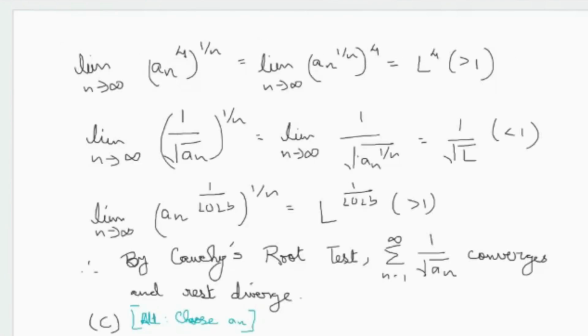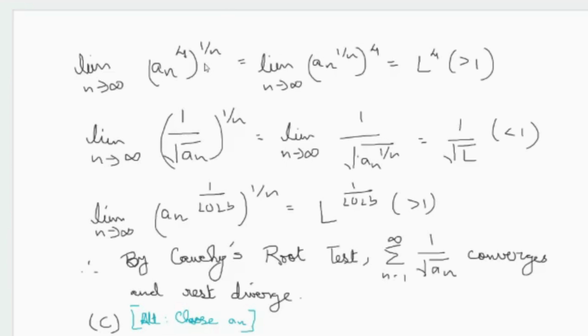Next, we have option B. The limit as n tends to infinity of a_n to the power 4, all to the power 1 by n. By some simple algebra, that comes out to be L to the power 4, which is actually greater than 1. So again, this is discarded. Now we have option C, which is the limit as n tends to infinity of root over 1 by root over a_n, all to the power 1 by n, which comes out to be 1 by root L, which is less than 1, since L is greater than 1. Since L is greater than 1, root L is also greater than 1, and thus 1 by root L is less than 1, and this might be a suitable solution for this question.